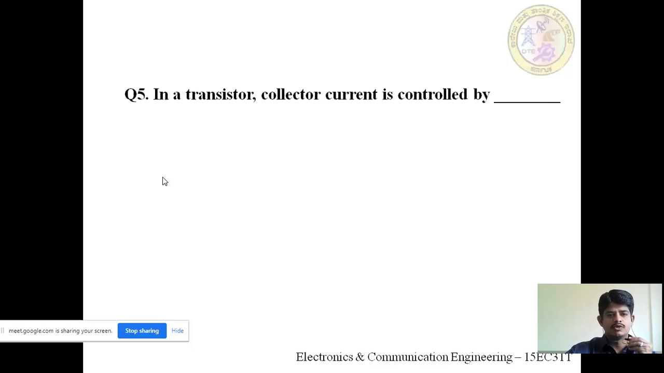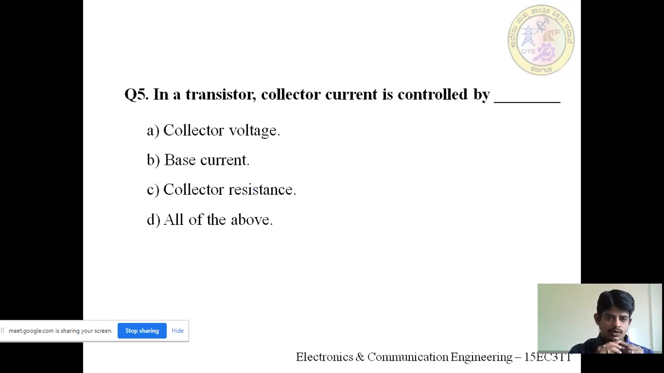So coming to the fifth question, in a transistor collector current is controlled by. So the output collector current is controlled by what? How is it controlled? What does the collector current depend on? See the options. Does it depend on collector voltage? Base current, collector resistance, and all of the above.